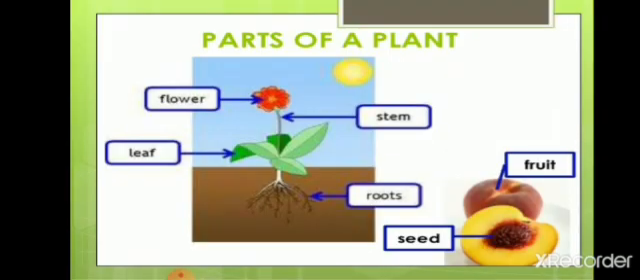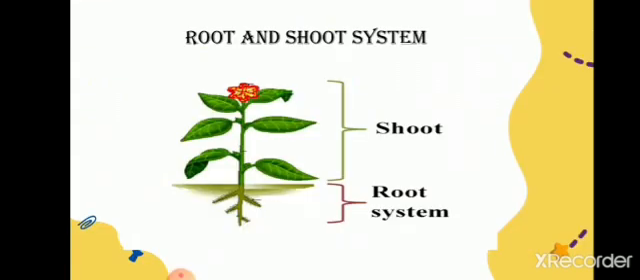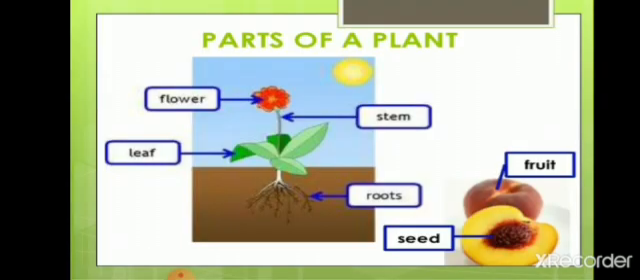We are surrounded by a large number of trees and plants, which are very useful for living things. The plant has two systems: one is the shoot system and the other is the root system. The part present above the ground is called the shoot system. The part present below the ground is called the root system. The shoot system has the stem, leaf, flower and fruit. The root system has roots, which are below the ground inside the soil.